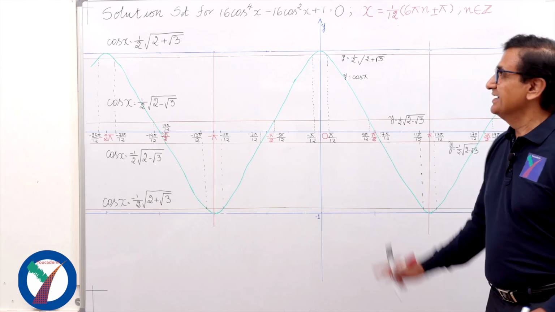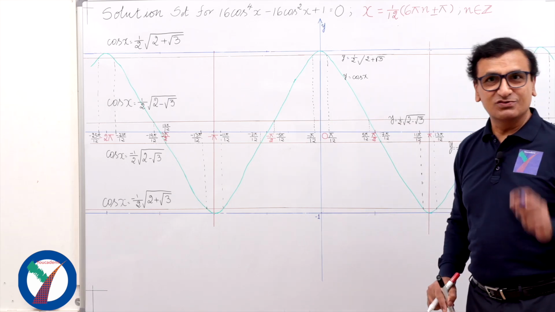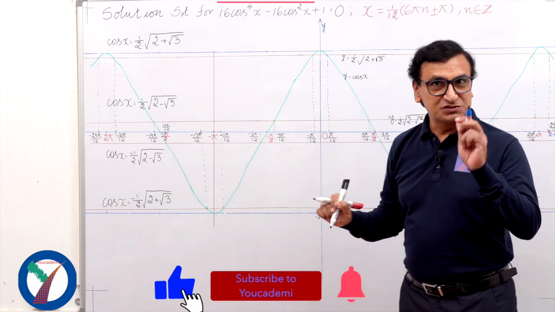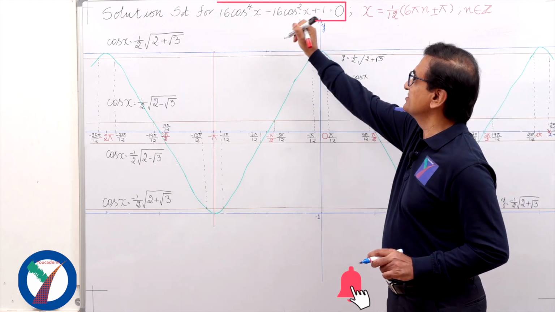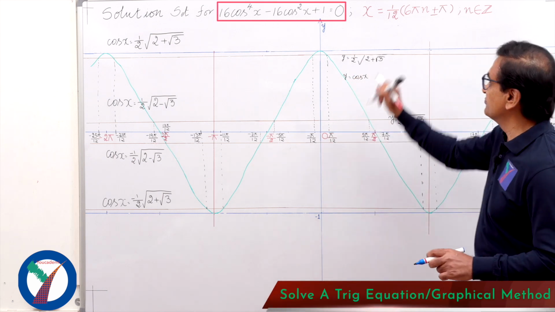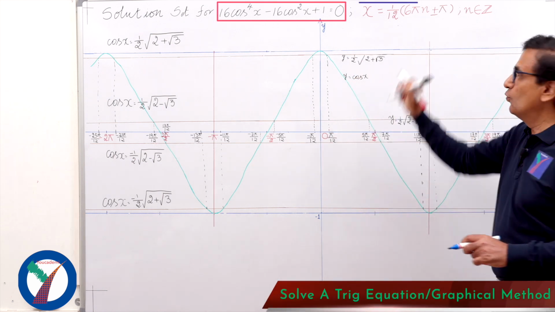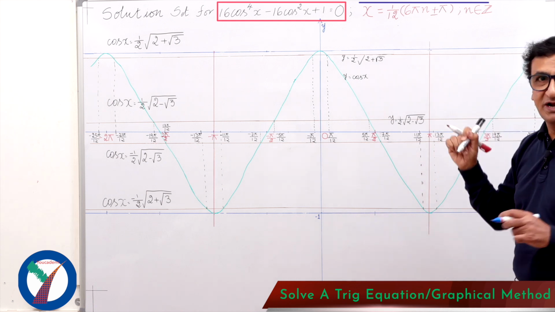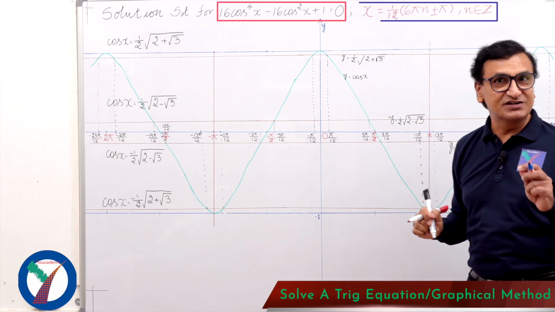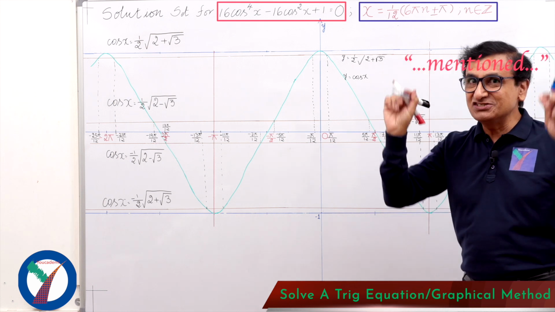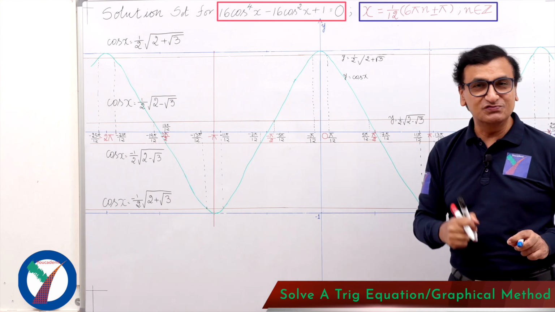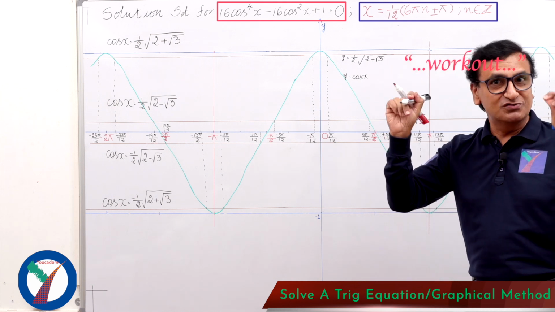Welcome to Academy. In this video, I calculated the solutions to our quartic polynomial 16 cos^4 x minus 16 cos^2 x plus 1 equal to 0, and I mentioned that the solution is x equals 1 divided by 12 multiplied by 6 pi n plus or minus pi, where n is the set of all integers. I mentioned the solution, but I did not work out the solution. And today in this video, I'm going to give you a method to work out the solution.